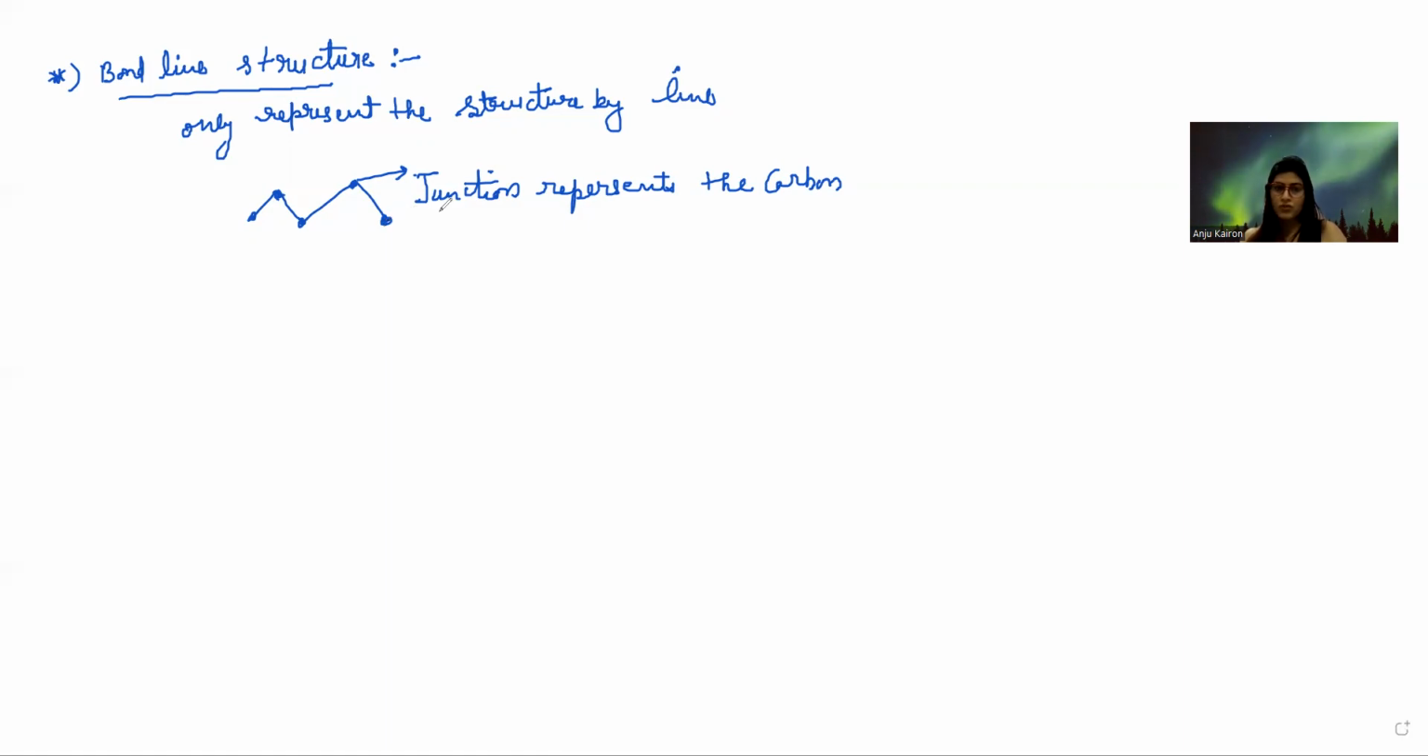And how do we represent hydrogen? We do not represent carbon and hydrogen symbols in bond line form. We see that if carbon is present in the junction, the valency of carbon is 4, so carbon forms 4 bonds. One bond is already formed with this carbon, so the 3 hydrogens must be present on this carbon, right? So we can represent it like this if this is a branched structure, right? CH3, carbon with 1 hydrogen, because it has already formed 3 bonds with this carbon, right?